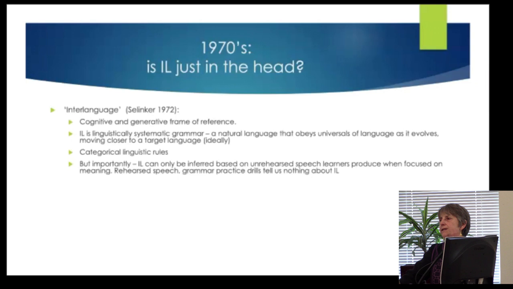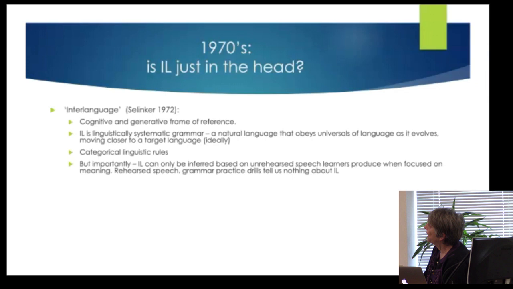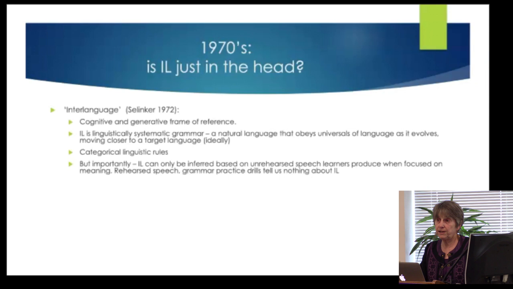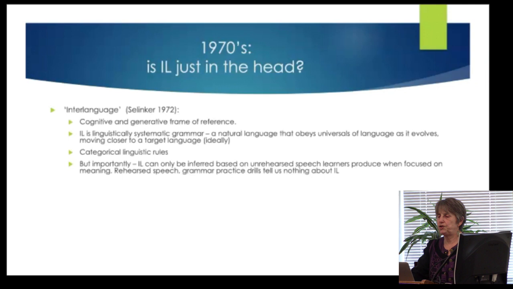So the 1972 paper, Interlanguage, was an effort to provide a framework. And basically, because Larry Selinker graduated from Georgetown and was in fact coming out of a linguistics department, he took a cognitive and generative linguistic frame of reference. So he tried to frame it as a linguistics issue.